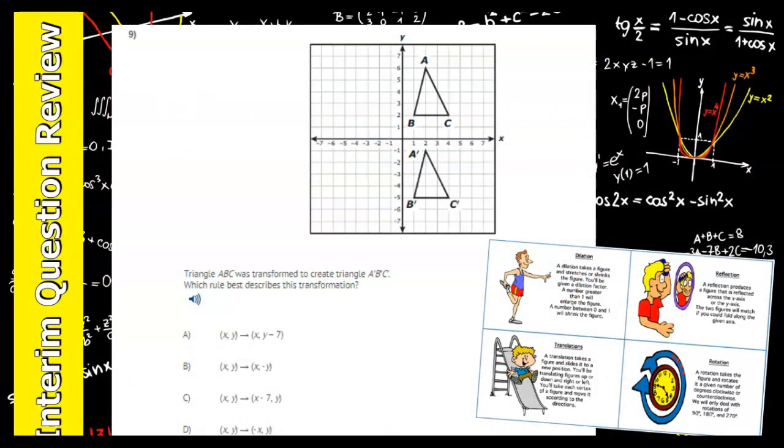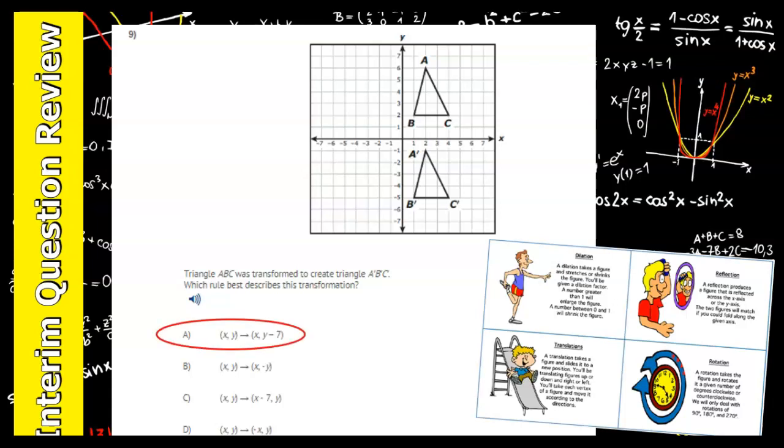So let's take a look at the interim questions over this topic. So this was question number 9. It says triangle ABC was transformed to create triangle ABC prime. Which rule best describes this transformation? So press pause and work this question out, pick out the correct rule, and then press play when you're ready.